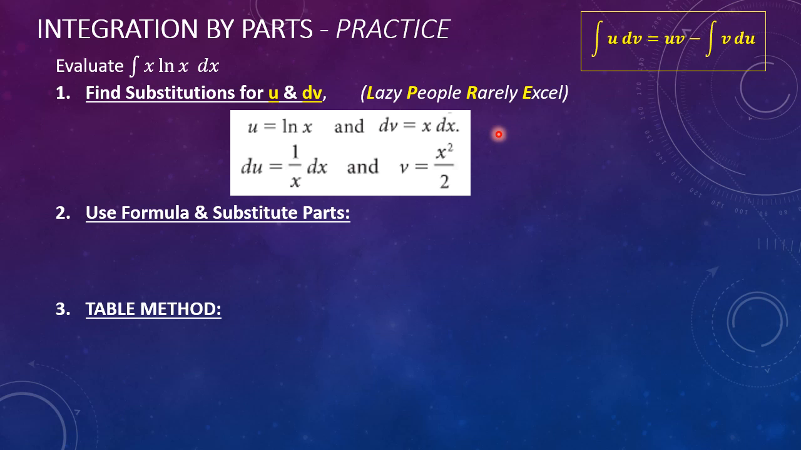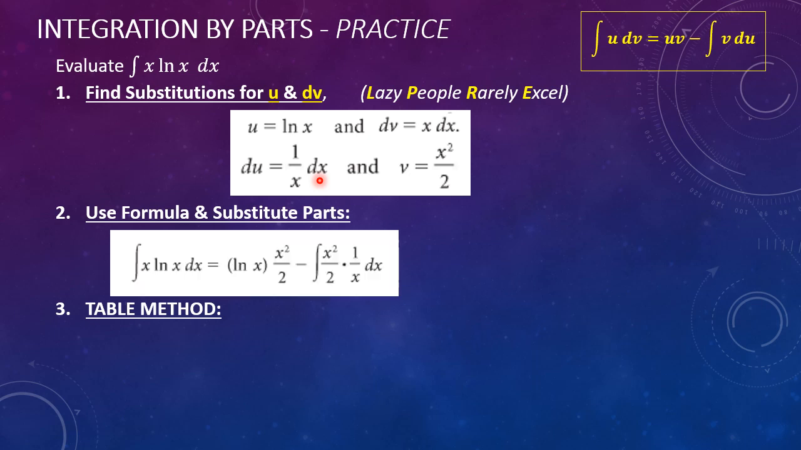So if we find du, the derivative of the natural log of x is 1 over x dx, and the integral of dv, the integral of x dx, is x squared over 2, using the power rule: 1 over the exponent plus 1 times x to the new exponent plus 1. If we plug these parts in, we get uv, x squared over 2 times the natural log of x, minus the integral of v, 1/2 x squared, du, 1 over x dx.